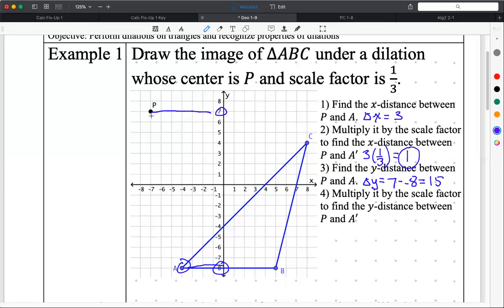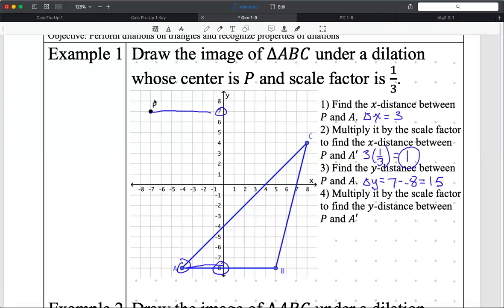I guess you could count the squares too. I just worry that I might make a mistake. I feel like the hardest thing in math for me is counting correctly. It's so difficult. So let's go ahead and delete those. So we know our change in y is 15.